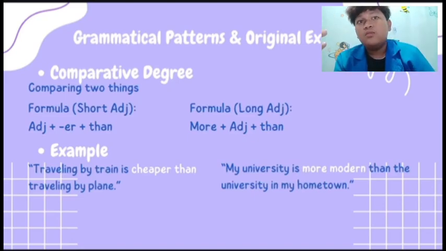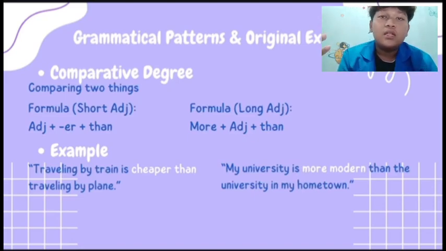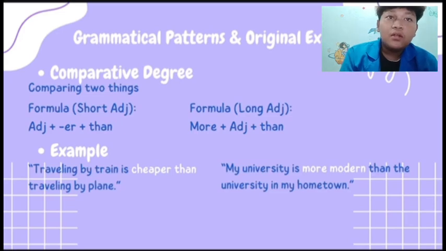The comparative degree is for comparing two things. The formula for a short adjective is adjective plus -er plus than. For example, traveling by train is cheaper than traveling by plane. For a long adjective, it is more plus adjective plus than. For example, my university is more modern than the universities in my hometown.